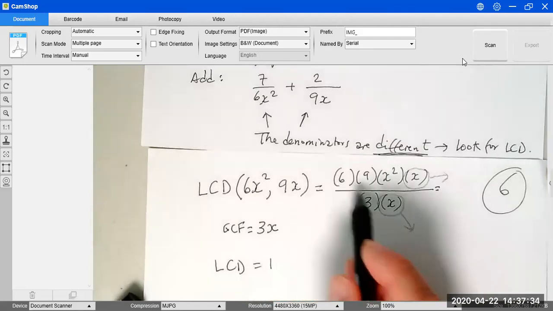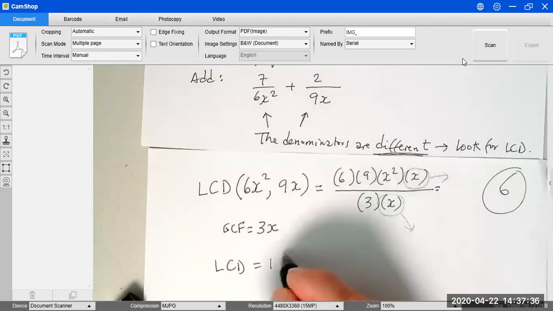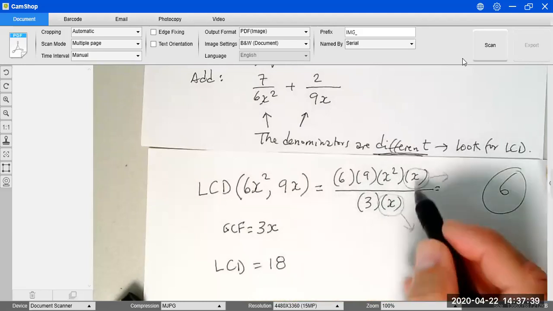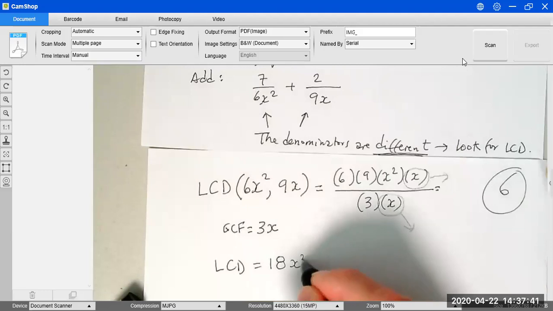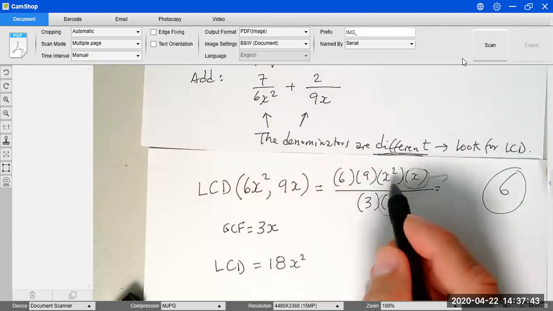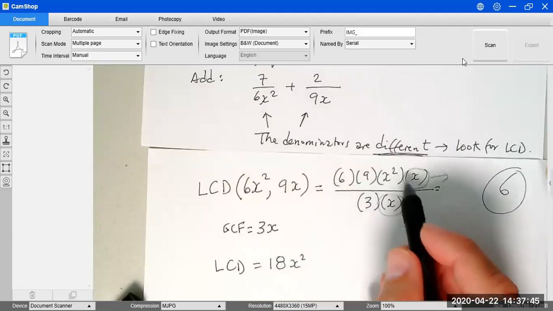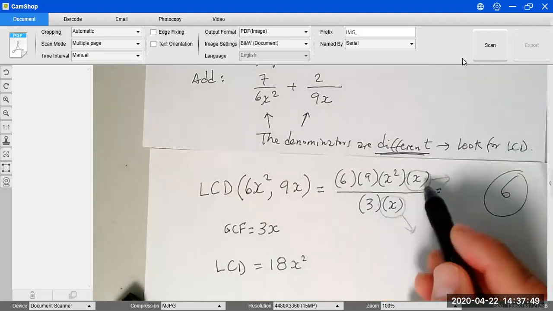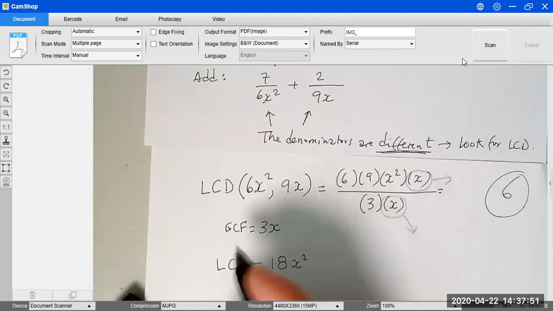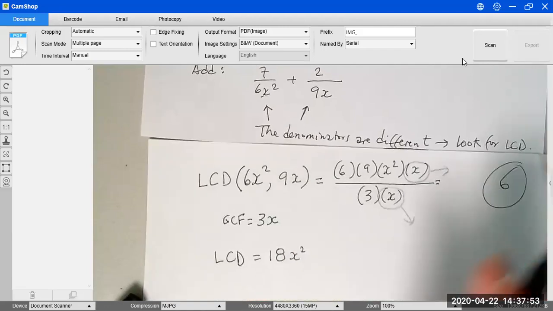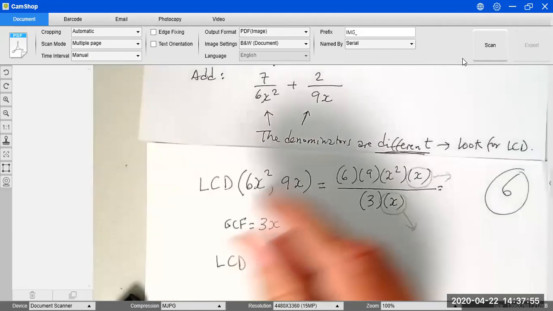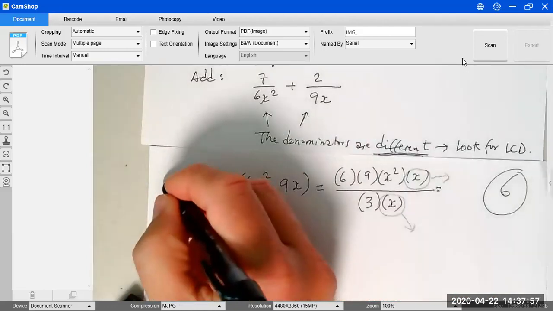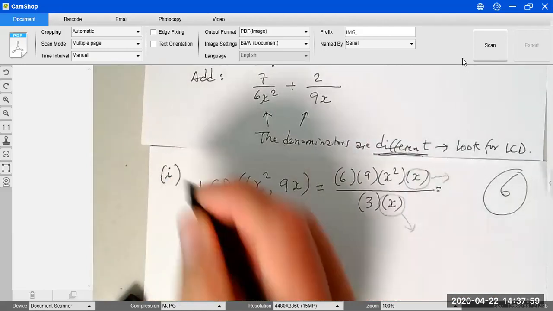because 6 divided by 3 is 2, and 2 times 9 is going to be 18, and x squared, which is the only part of the variable part that remains once you remove x and x. So that's the least common denominator for my problem. So that's the first step, finding the least common denominator. That was my first step.